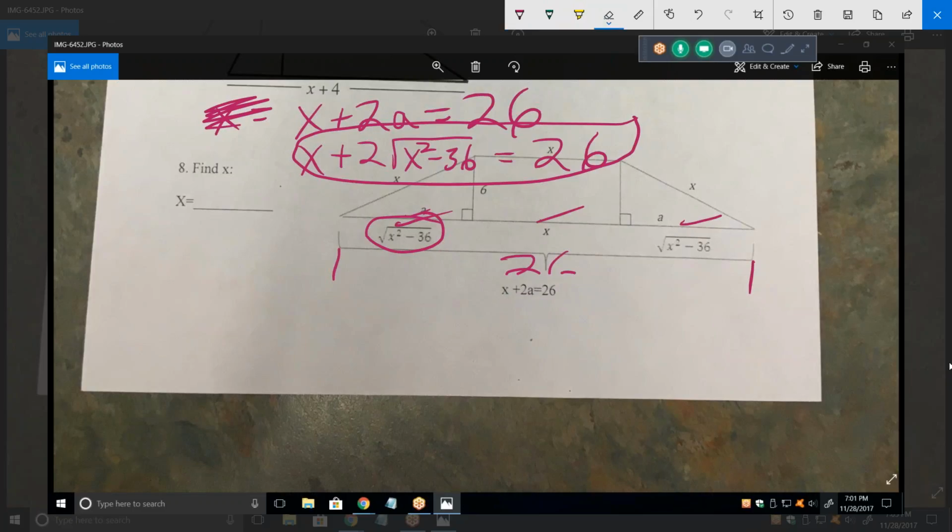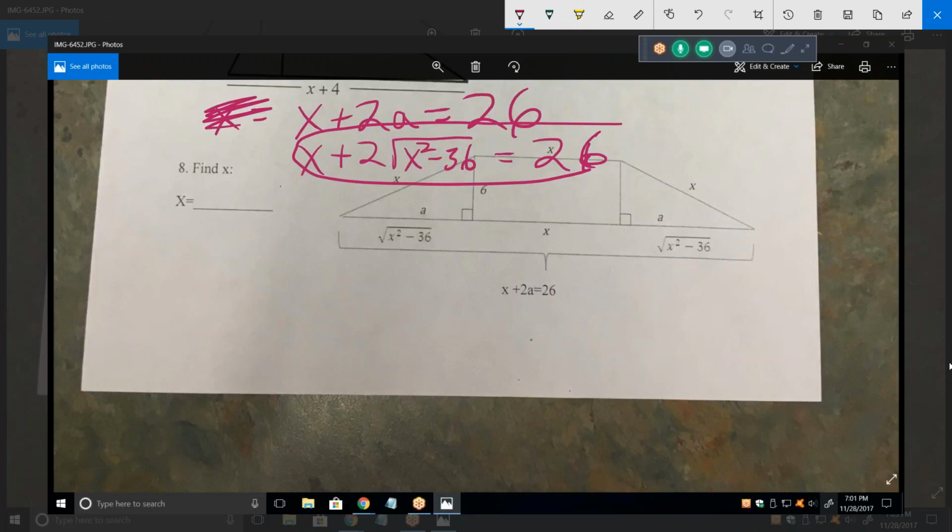Now, it's a relatively simple problem. It's a straight algebra problem. There's only one variable. It's x. It's kind of a difficult one to solve, but not that hard. When you have a radical sign in an equation, your goal is to isolate the radical sign and then square both sides.